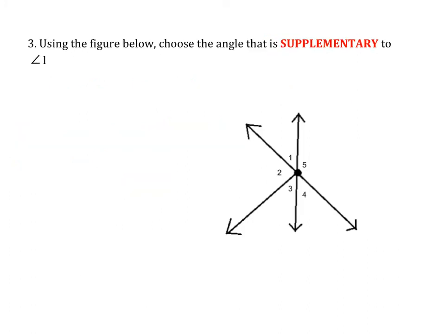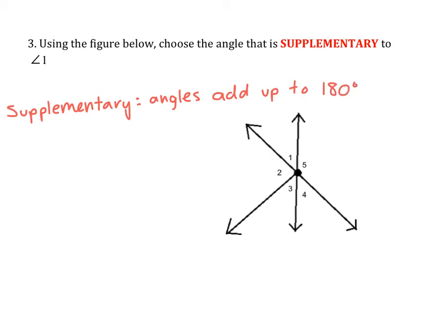Okay, so let's take a look at this problem. This says, using the figure below, choose the angle that is supplementary to angle 1. So let's talk about what supplementary means. Supplementary means that the angles add up to 180 degrees. So if you want to find an angle that is supplementary to angle 1, here's angle 1, you have to find the one other angle where when you add them up, it would equal 180.